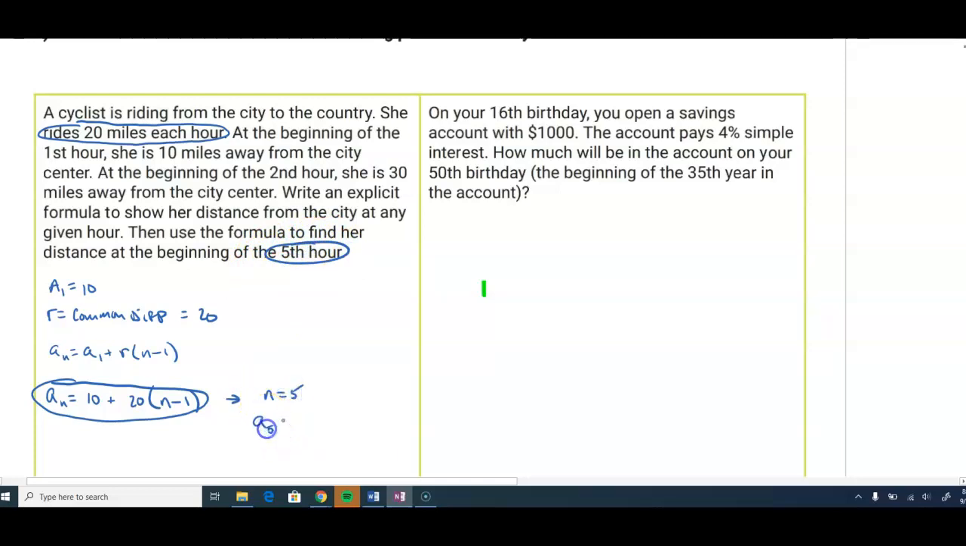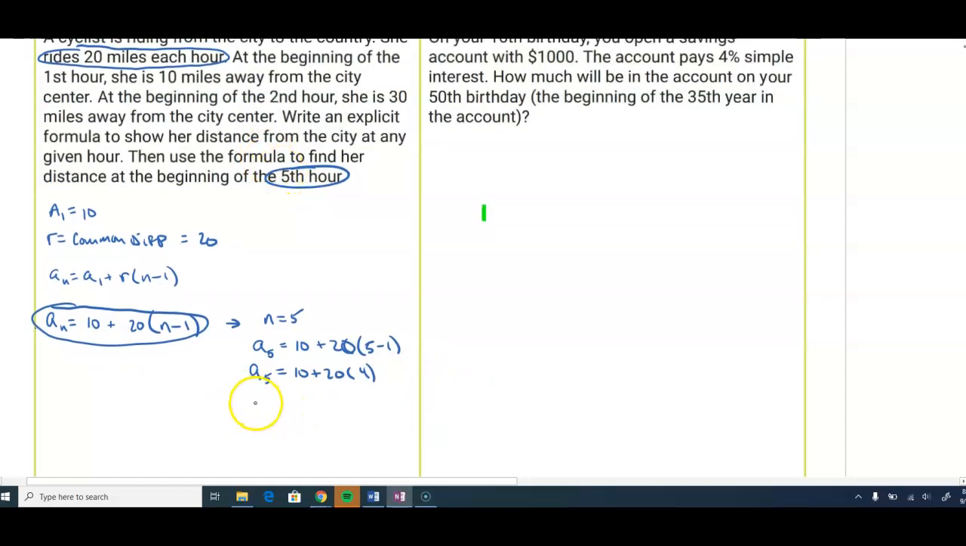So A sub 5 is equal to 10 plus 20 times 5 minus 1. So A sub 5 is equal to 10 plus 20 times 4. And right away, 20 times 4 is 80 plus 10, which is 90 miles away. All right, she's 90 miles away from the center of the city.